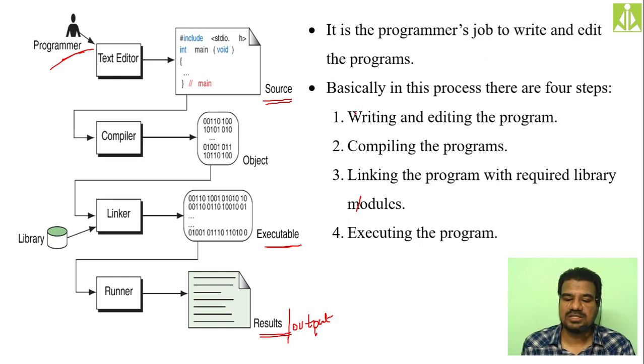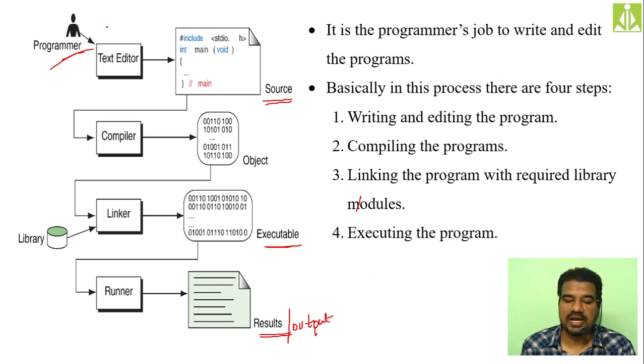So what is the first step? Writing and editing the program. Here we are doing that one. The step 2, compiling the program. With the help of the compiler, we'll do that. Then the third step, linking the program with required library modules. With the help of the linker, we will do that. Then finally, the fourth step, executing the program. With the help of the runner, we do that.